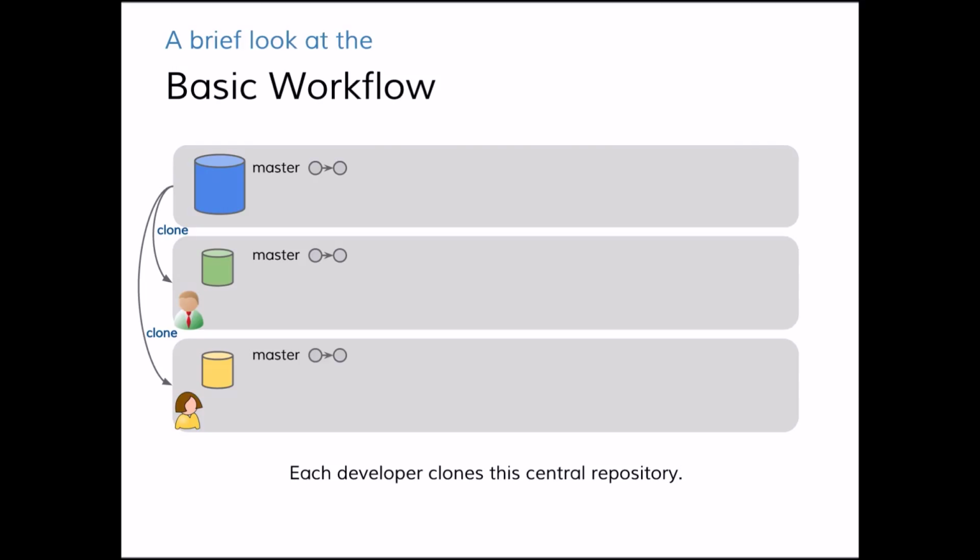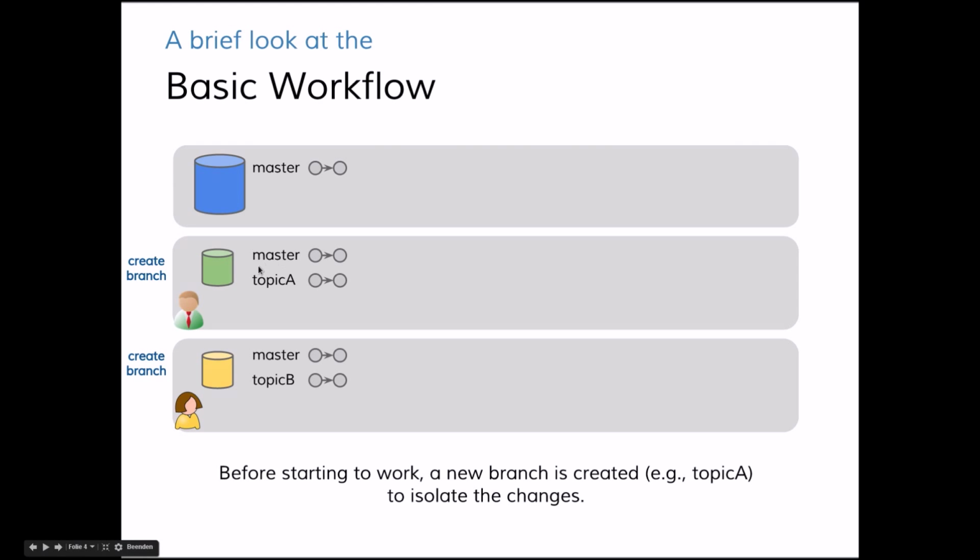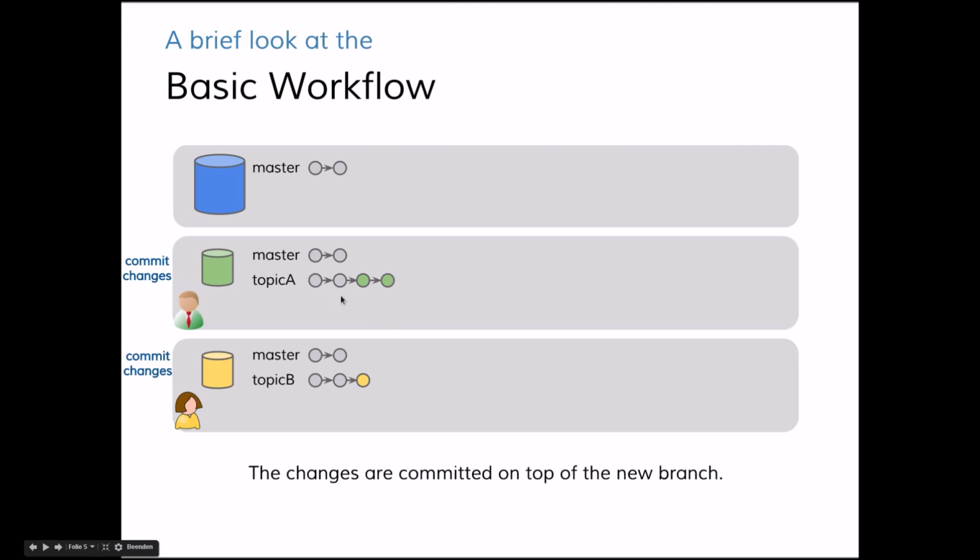Before the developers actually start committing their changes, it is usually a good practice to create a local branch first. So in this case, developer 1 creates a branch called topic A and developer 2 creates a branch called topic B. The reason behind creating local branches first is that this makes it much easier to isolate the changes from concurrent changes. So once the developers created their local branches, they can start to commit their changes on top of those local branches. So for instance here, this developer puts 2 new commits on top of the branch topic A.